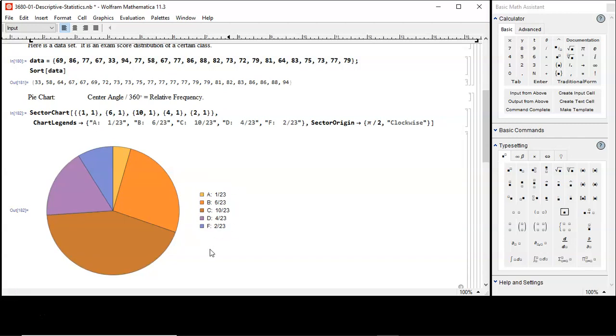Here's the legend. Here, the area of each pie must be proportional to frequency and relative frequency. And how do you do that? Well, the area of each pie is proportional to the center angle, so center angle divided by the total angle of 360 degrees is relative frequency. And if you use radian measure, then center angle divided by 2 pi is the relative frequency.